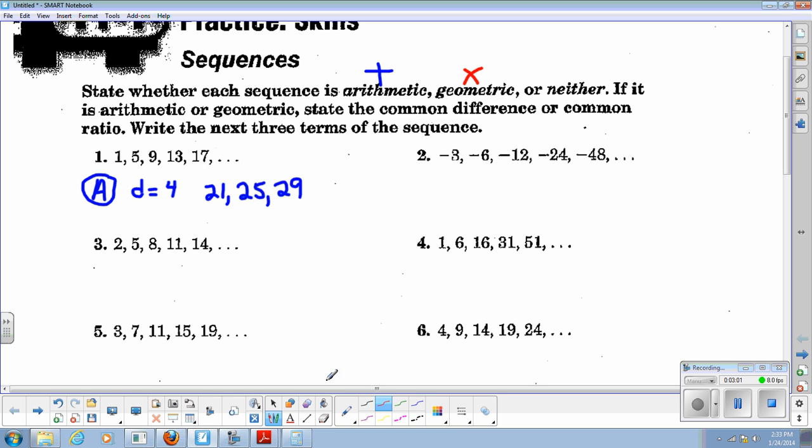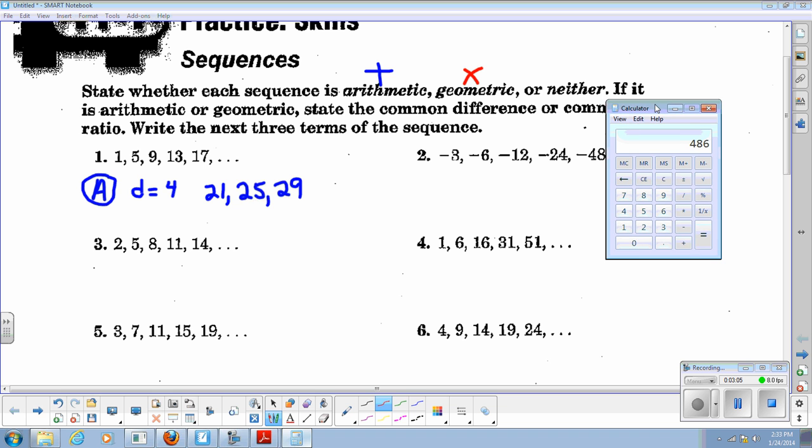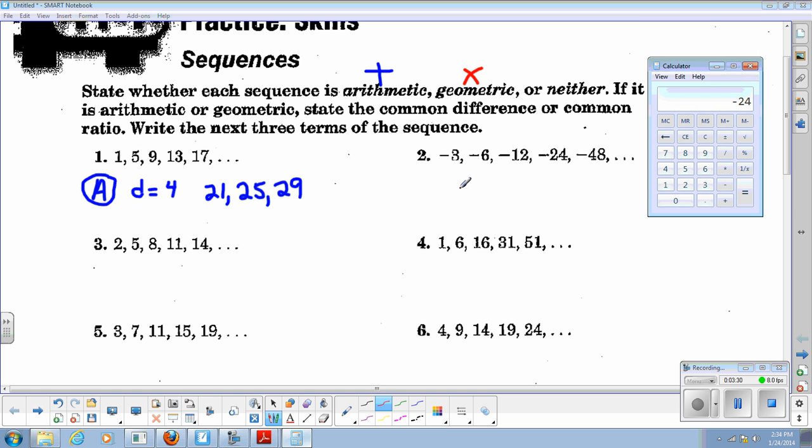Negative 3. And if the negatives really trouble you, use a calculator. It's okay. I'm going to clear my calculator, and I'm going to do negative 3. And since it looks like it's doubling, I'm going to go times 2. Negative 6. That's my answer here. Let's test that again. Times 2 again. Negative 12. Times 2. Negative 24. So this one, yes, it is geometric.